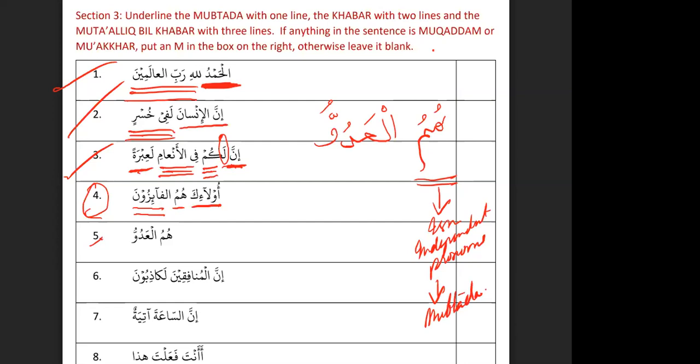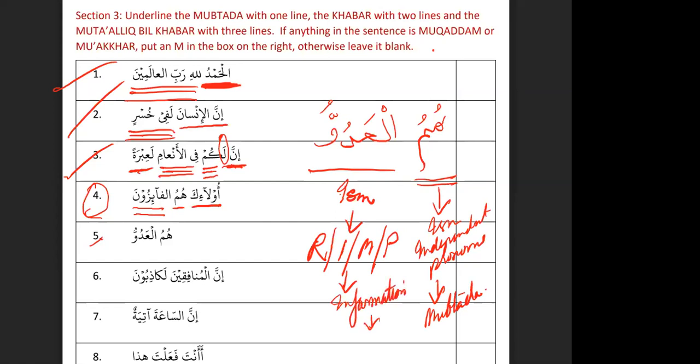And al-adu, analyze it. Rafa, singular, masculine, and proper. Yes. Is this the topic, or is this giving you information about whom? Information. So this is khabar, but what type of khabar? Proper. Yes. So now the meaning is humul adu: they are your real enemies. They are the real enemies, right? They are the enemies that you need to look out for.